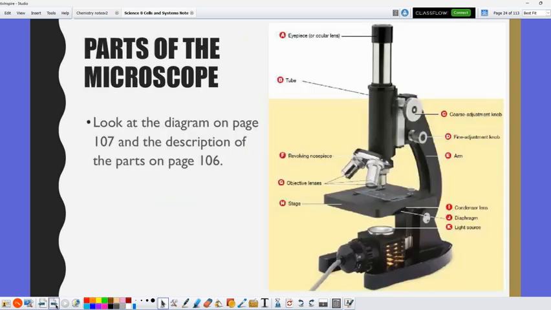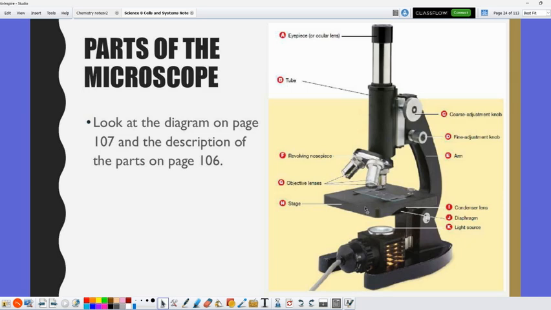And then we look at the parts of the microscope. There's the eyepiece, and there's the tube, and there's the coarse adjustment knob that's only used under low power. There's a fine adjustment that's used under medium and high. There's the arm that you use to carry that microscope with. There's a revolving nose piece, so instead of changing each lens, you just turn it to get to the right lens. There's the objectives, low, medium, and high.